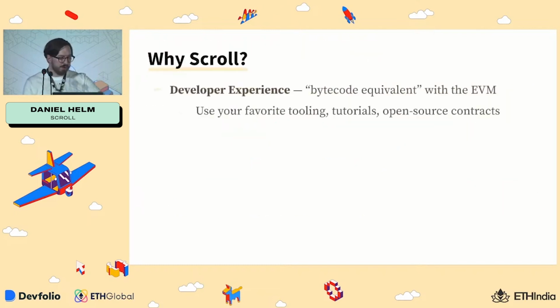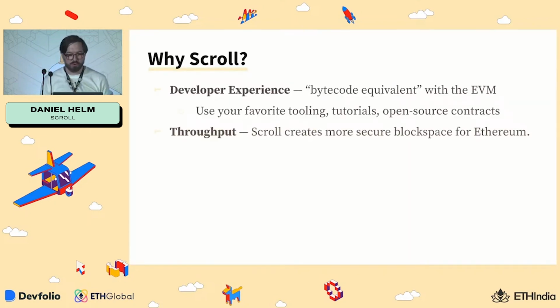So why build on Scroll for this hackathon? Well, it's got great developer experience. We are bytecode equivalent with the EVM, which means that all your favorite tooling, all your favorite tutorials, open source contracts are good to go, right? You can copy, we have this phrase, copy, paste, deploy that you might see around, and that's the idea. You don't have to have any hidden gotchas as you're building with Scroll.